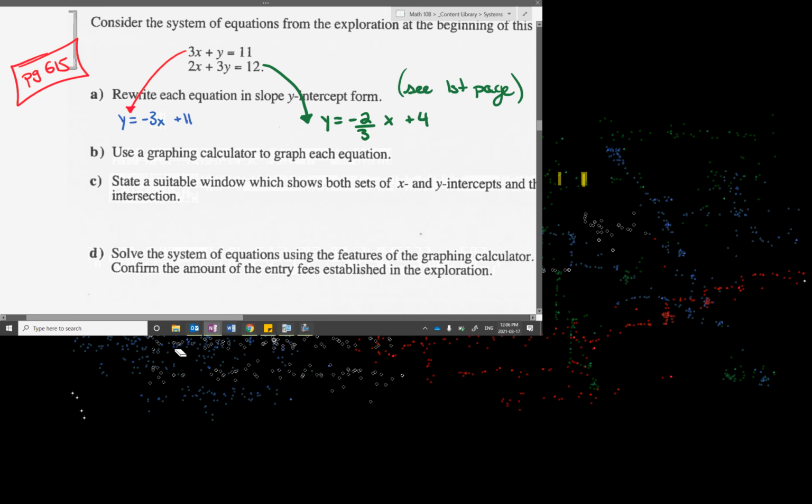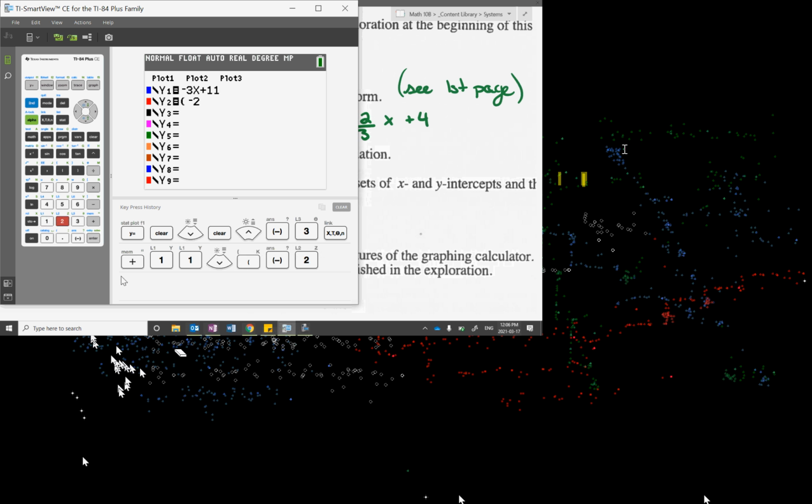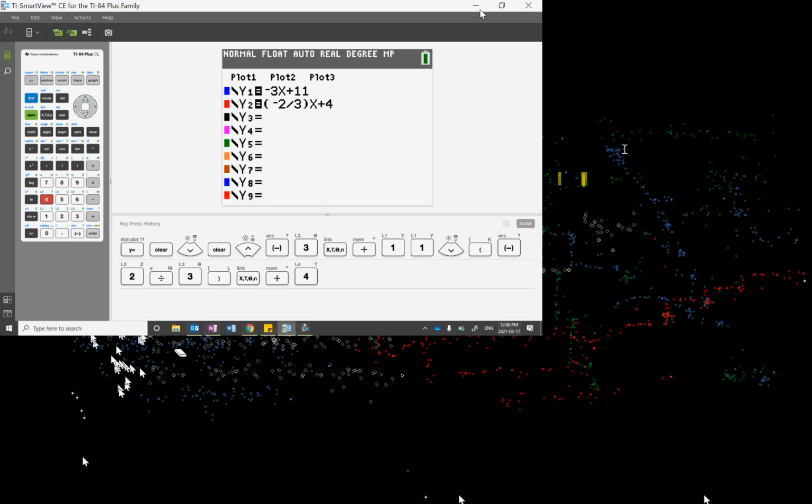So in your graphing calculator, you're going to enter these into your y equals, just like you've done the last two units. Make sure you're using your negative sign. So I get -3x plus 11. My second equation is -2/3 x plus 4. It depends on the version of your calculator.